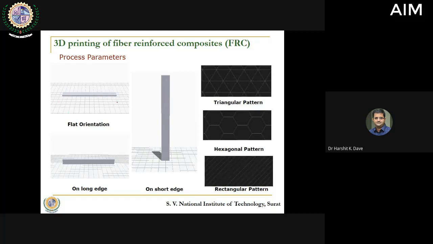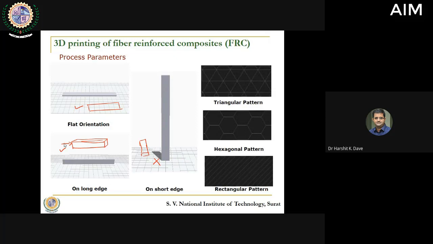One can be the flat orientation, so you lay down the part on the table. Another orientation is on the long edge, so you lay this part on the longer side of the edge. And the third strategy is you use the shorter edge, and the part gets deposited on the shorter edge. There are these three different techniques. Recently, there are a good number of publications which suggest that one of these does not work, one works well, and another also works well to a certain extent.